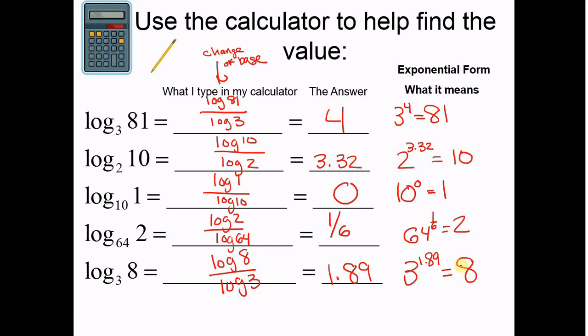So basically tomorrow what we're going to be doing is converting from exponential to log and log to exponential, and then solving some. We'll go over quite a few more. We'll work together as a class to go over a few more.